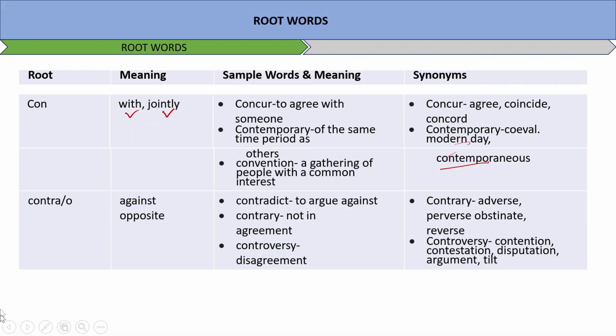Corp here means body. Corporation, a company recognized by law as a single body. Corpse, a dead body. Corporeal, pertaining to the body. Embodied, incarnate, somatic are again some words which can be synonymous to corporeal. Cosmo means universe. Cosmonaut, a Russian astronaut. Cosmos, the universe. Microcosm, a miniature universe. Cosmic, creation, existence, universe, world. These are some words associated here.